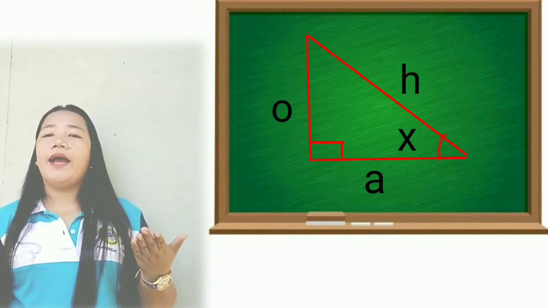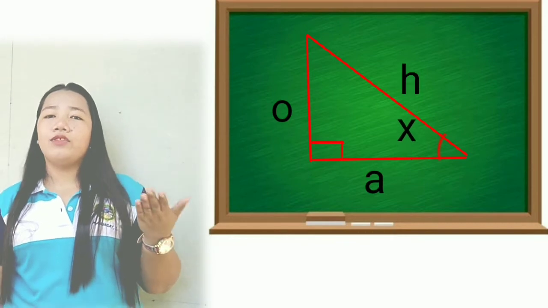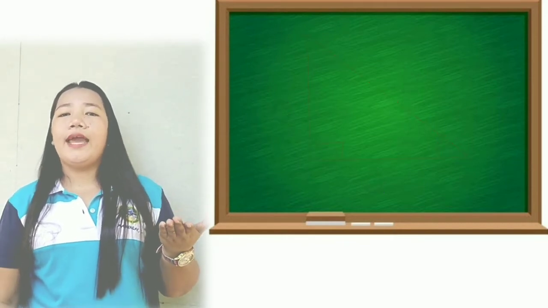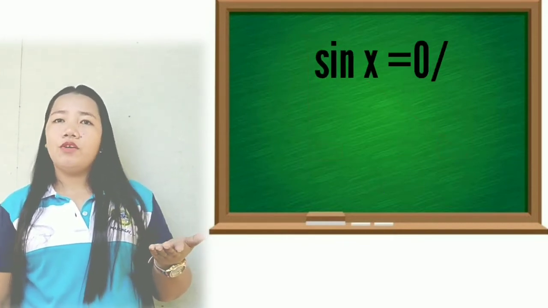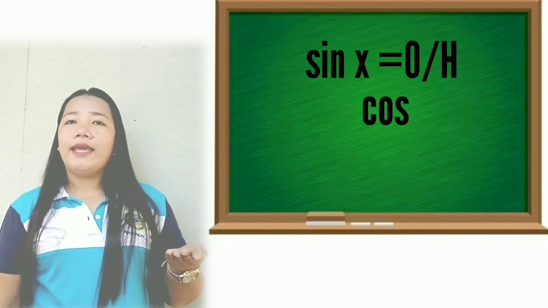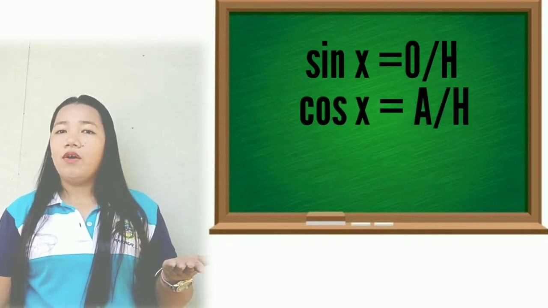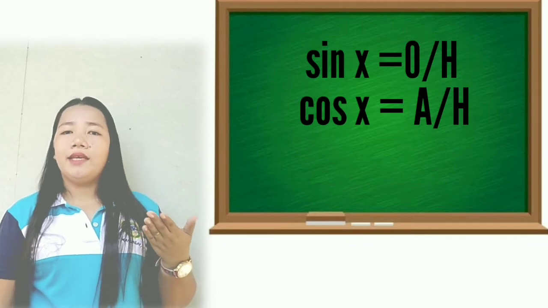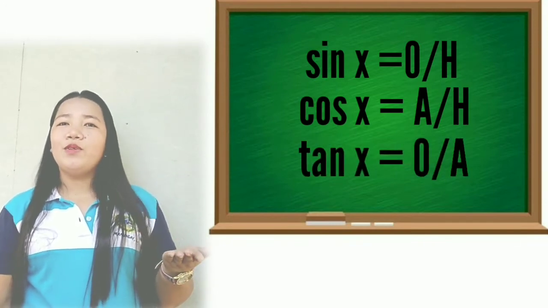When we are going to find x using the 3 primary functions, the formula for sine x is equal to opposite over hypotenuse. Cosine x is equal to adjacent over hypotenuse, and tangent x is equal to opposite over adjacent.